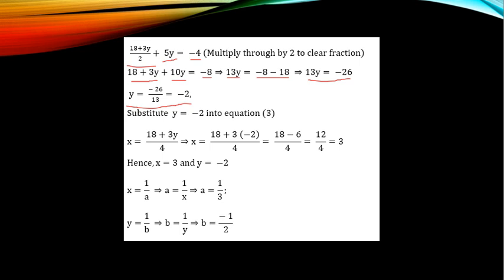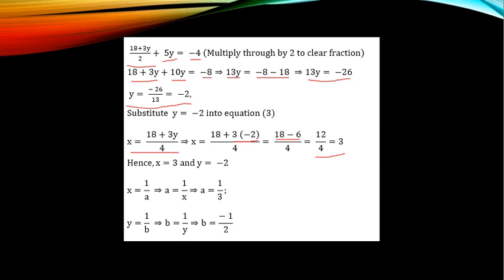Next thing is to solve for s. So you substitute y equals minus 2 into equation 3. Equation 3 is s equals 18 plus 3y all over 4. Where you see y, you put minus 2. So you have 18 minus 6 over 4. That is 12 over 4, and that is 3. Meanwhile, you were not asked to solve for s and y. You only introduced s and y to make the equation solvable. Then you look for a and b.